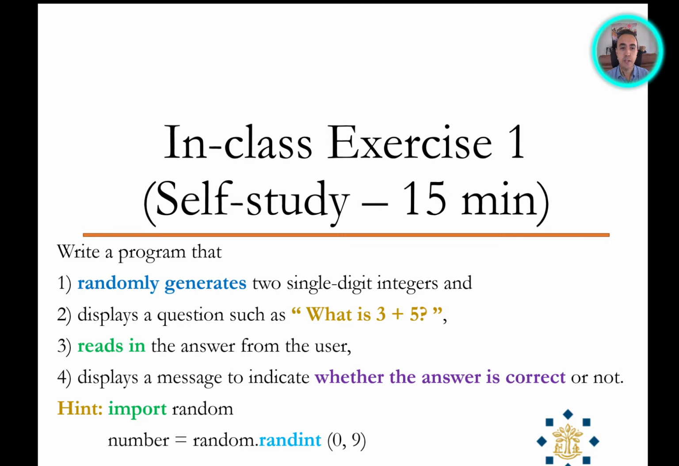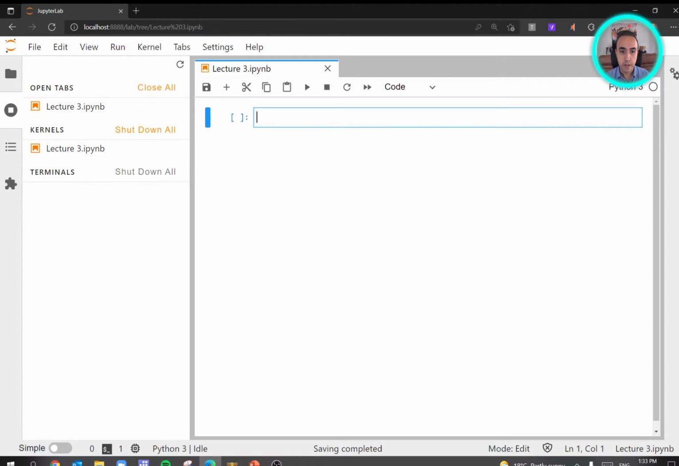So we were asked to write a program that randomly generates two single-digit integers and displays a question such as what is the first number plus the second number. And then we are going to read in the answer from the user. And at the end, it will display a message indicating whether the answer from the user is correct or not. Okay, let's try to do it together.